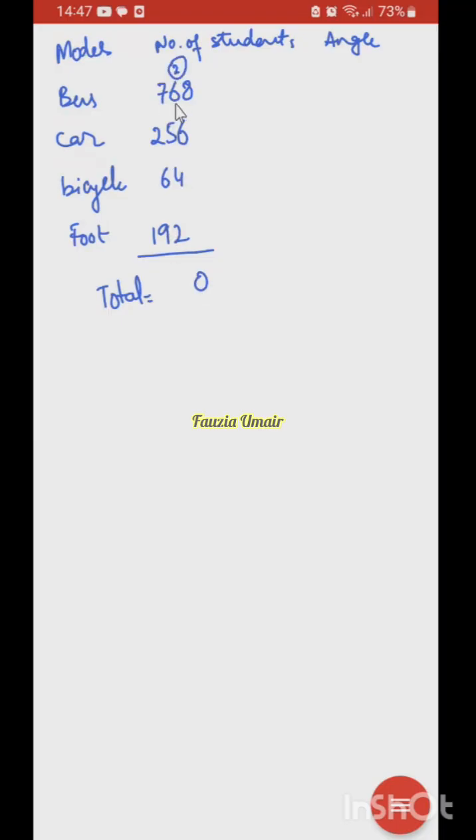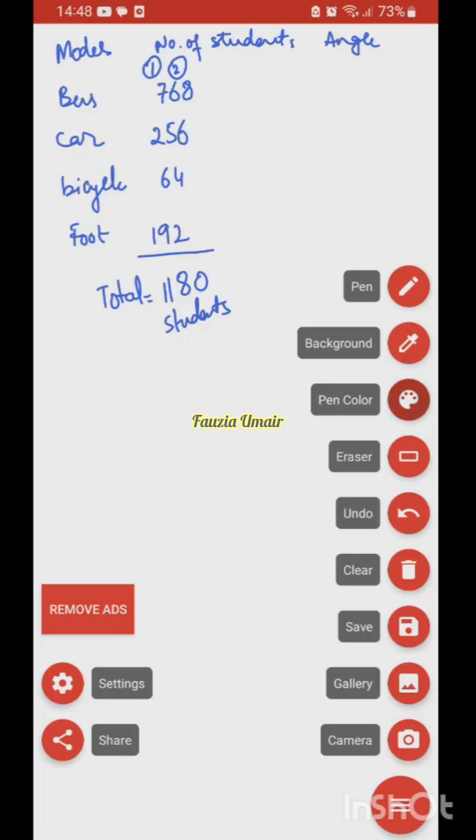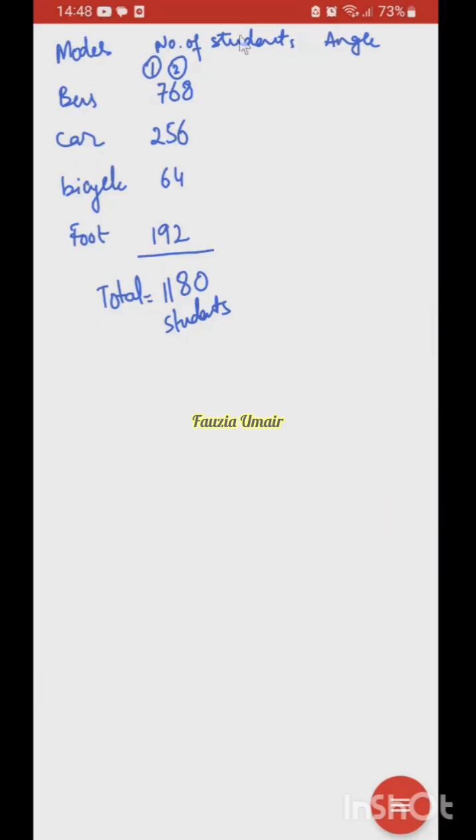So 6, 6, 12, 13, 14, 19, 19 and 19, 18. 1 carry. So 7, 8, 9, 10, 11. So 1180 students. Total students are 1180. So now what to do? We need to convert into angles. So 768 divided by 1180 multiplied with 360.